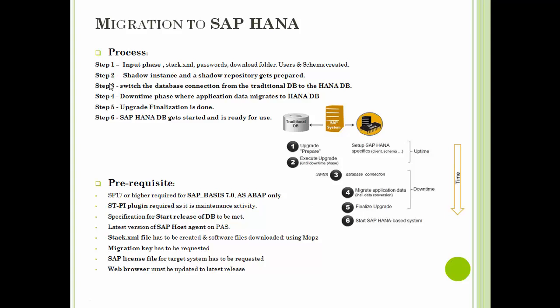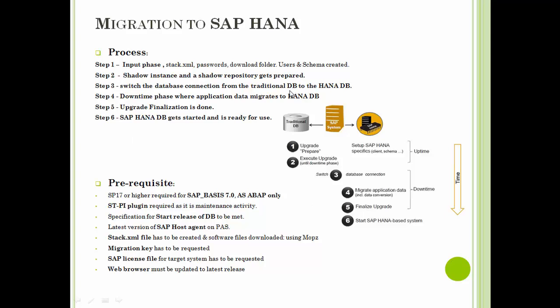And then in step 3, we will have the switch to the downtime. That is, from uptime we are moving to downtime phase. In step 3, the system will be no longer available to end users because the actual migration, the actual switch to SAP HANA database, takes place in step 3 as well as step 4. But no doubt the source database is still running, but cannot be used for any changes or any new transactions. During this, the database connection from the traditional database to HANA database takes place.